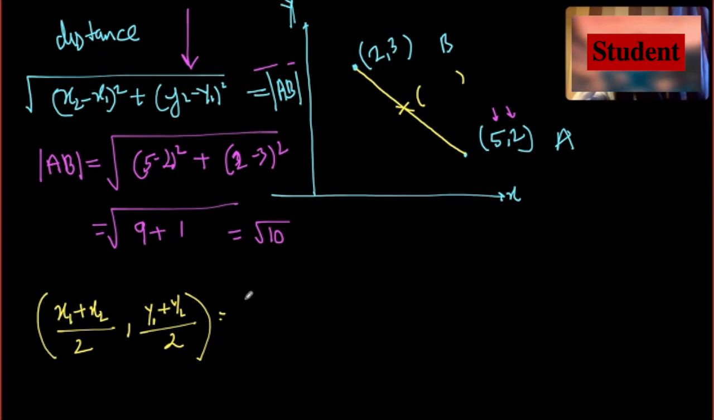I got 7/2, 5/2. Yeah, that's right. 7/2 comma 5/2. Is it clear? So we have covered the distance formula, we have covered the midpoint formula, and now we are going to do the most important thing, which is the slope calculation.